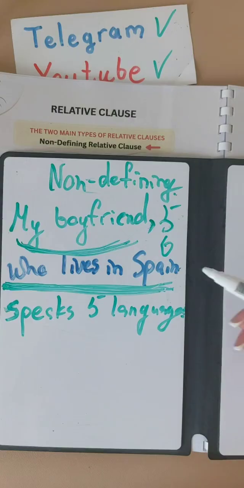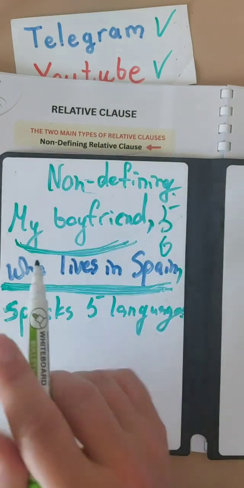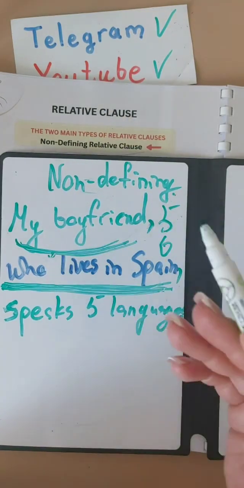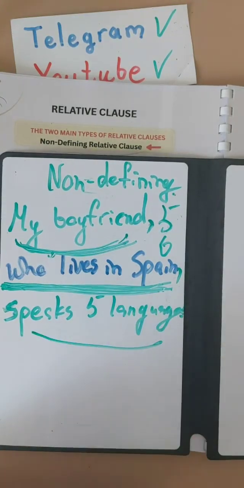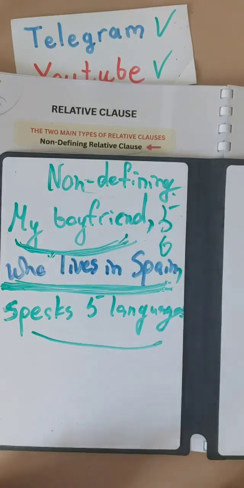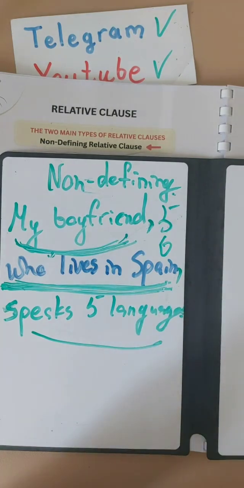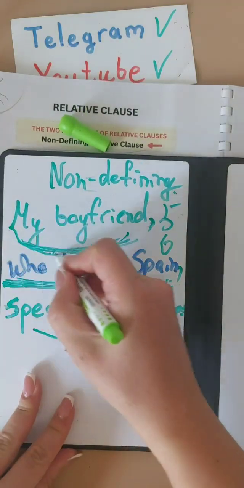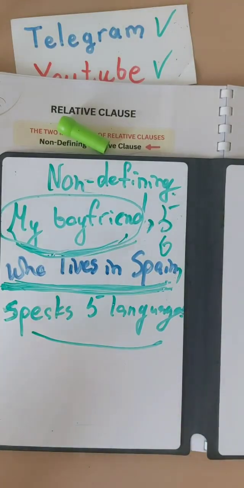But when we put commas, it means we don't need to identify boyfriends. We just tell the listener that our boyfriend speaks 5 languages. This information is just extra information, by the way, okay? It's optional. So again, when you provide extra information, when you add more details and the person is already identified, then you need commas.